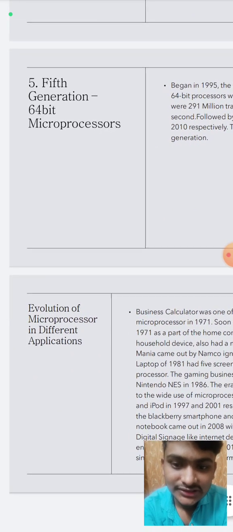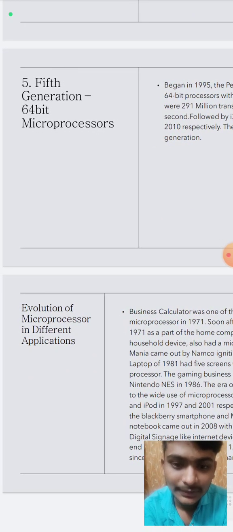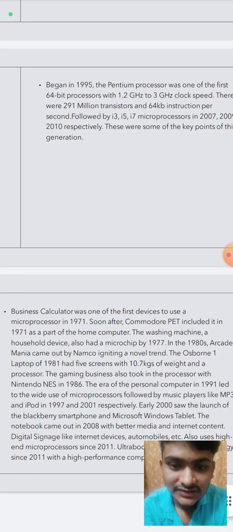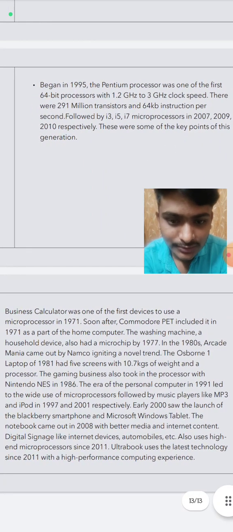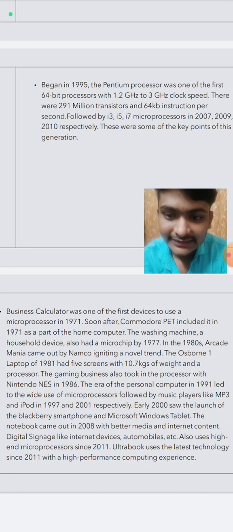The evolution of microprocessors in different applications. The business calculator was the first device to use the microprocessor in 1971. Soon after, the Commodore PET included it in 1977. Home computers, washing machines, and household devices also had microchips from 1977 to the 1980s. Arcade mania came up by Namco, igniting a novel trend. The Osborne 1 laptop of 1981 had a 5-inch screen with 10.7 kgs of weight and a processor.